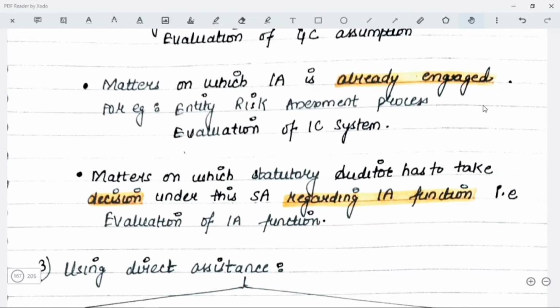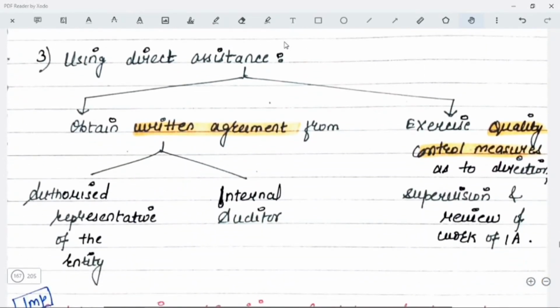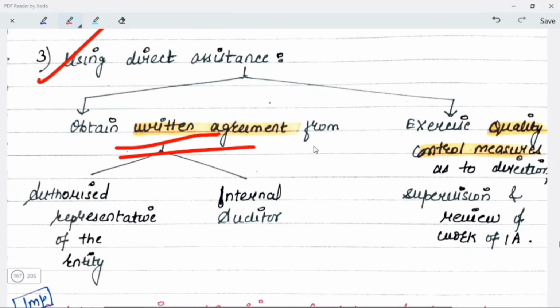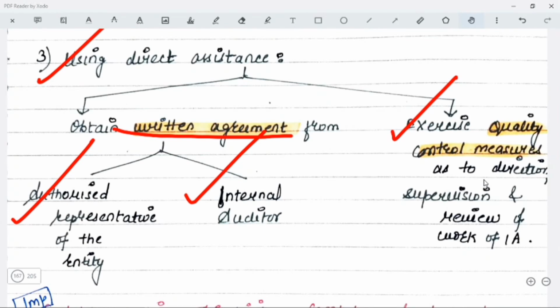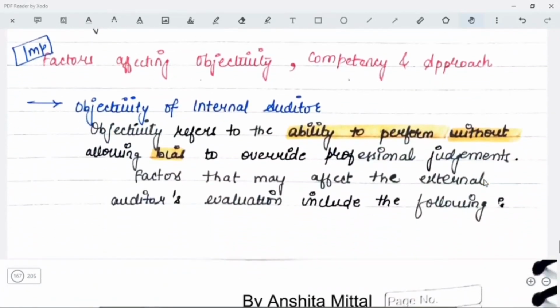For using direct assistance you have to do two things. First of all, you will have to obtain the written agreement from both the authorized representative of the entity and the internal auditor as well. You will have to definitely exercise quality control measures as to direction, supervision and review of the work of the internal auditor. Now let's talk about the factors which affect objectivity, competency and approach.